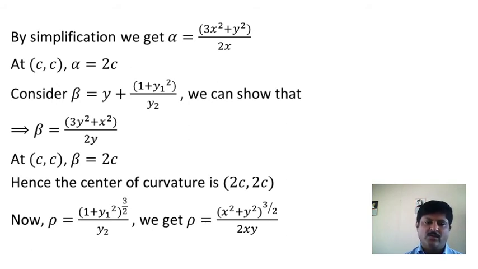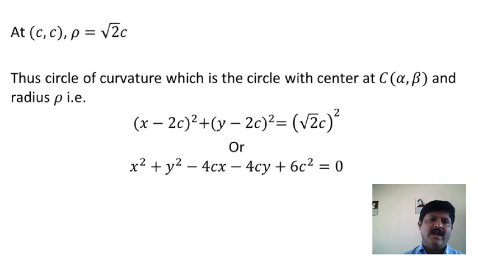Now, we know that rho = (1 + y1^2)^(3/2)/y2. Substitute and simplify, we get rho = (x^2 + y^2)^(3/2)/(2xy). At (c, c), rho = root 2 times c. We know that the circle of curvature at the point (alpha, beta) is given by (x - 2c)^2 + (y - 2c)^2 = (root 2 c)^2. By simplifying, we get x^2 + y^2 - 4cx - 4cy + 6c^2 = 0.